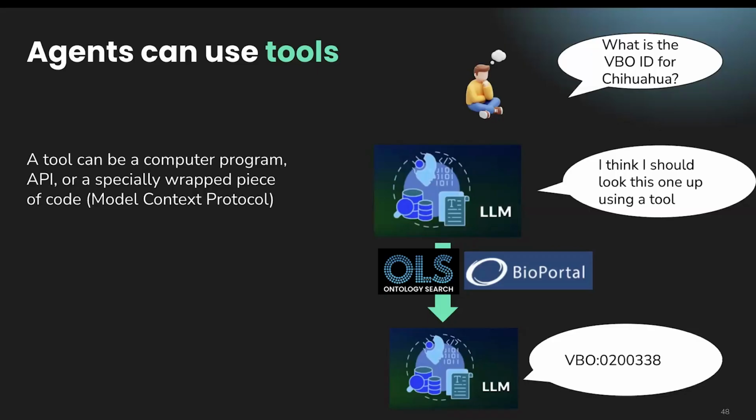I think I should use an ontology tool rather than relying on my own internal faulty knowledge base here. And it will call the tool and get back the ID, and then it will essentially pass the ID back to the user. And it's highly unlikely it's going to hallucinate in this specific limited scenario here.